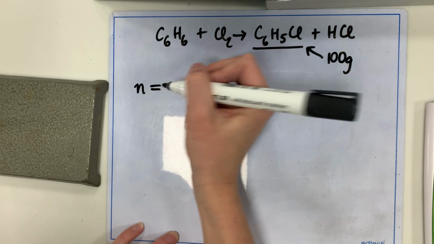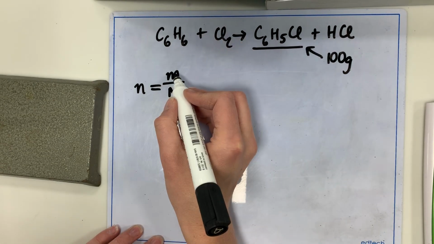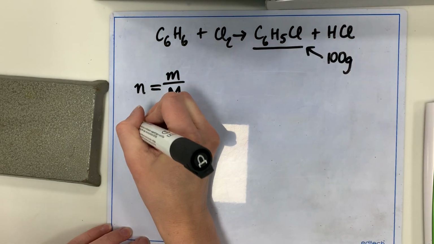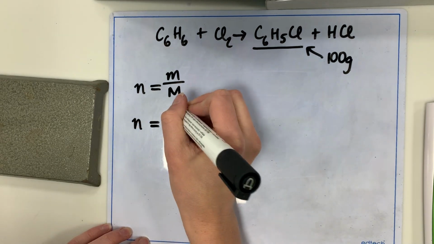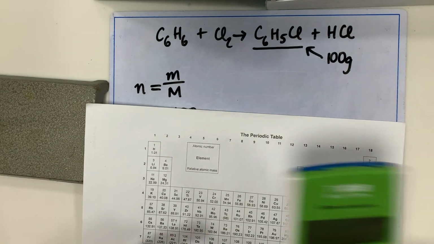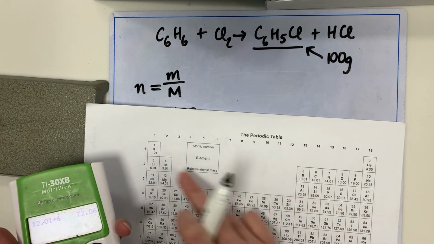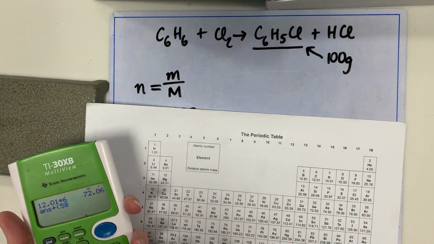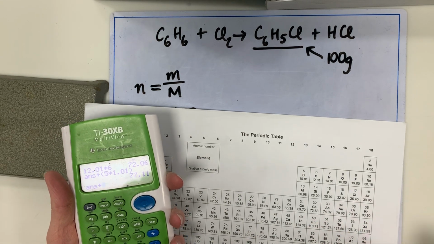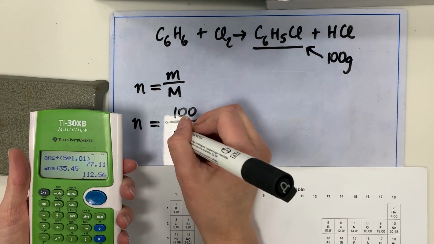So this is the equation that we use. Rearrange that to find moles, using the molar mass from our periodic table. So moles equals 100 grams over the molar mass. Now, C6: 12.01 times 6 for carbon, 5 hydrogens, and 1 chlorine. You have a molar mass of 112.56.